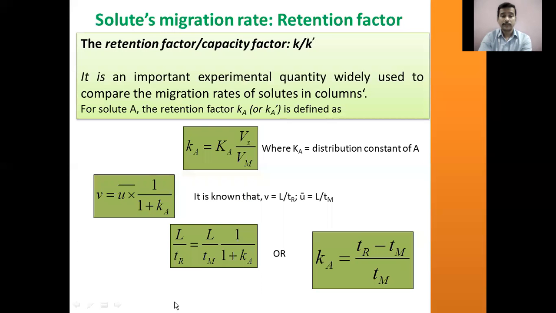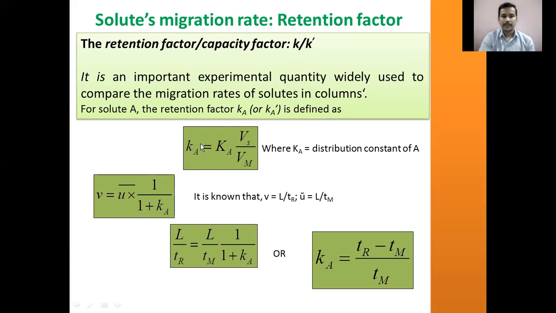So the retention factor or capacity factor is dependent on the partition coefficient also. If the partition coefficient is more, the retention factor or capacity factor will also become more. That means that whenever the partition coefficient value becomes larger, the solute affinity towards the stationary phase is more, and there is a greater migration of the solute towards the stationary phase. Therefore, the value of Ka becomes very high, right?